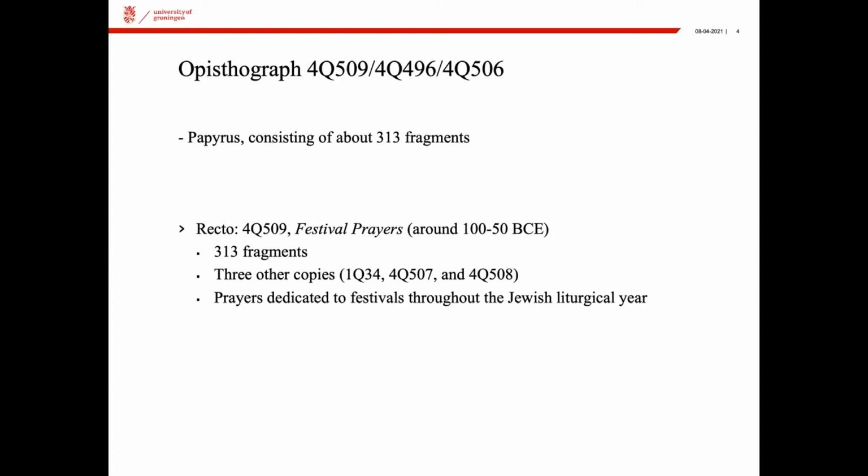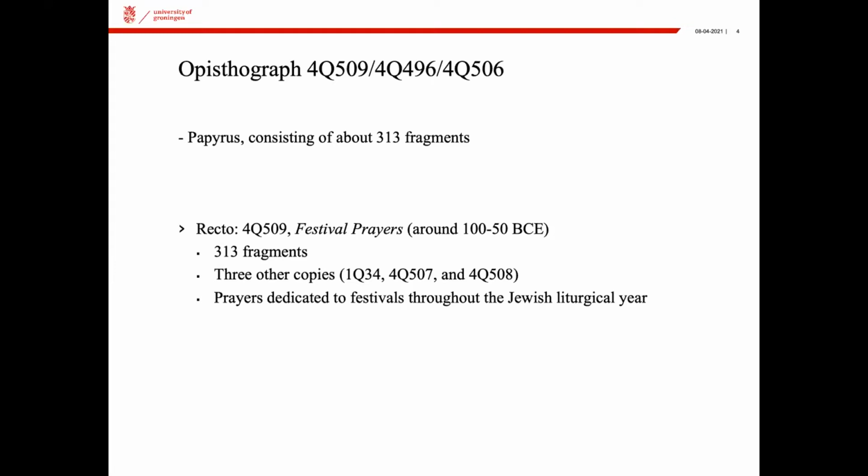On the recto, we find one composition, a text that we now know as Festival Prayers, which has been passed down to us in three other copies as well. This is a liturgical prayer cycle consisting of prayers dedicated to festivals throughout the Jewish liturgical year. Based on all manuscripts together, we can reconstruct a range of prayers dedicated to festivals such as the Day of Atonement or Tabernacles. These prayers follow a particular pattern of phrases like "Remember, Lord" or "Amen, Amen," that are repeatedly found in each of these manuscripts, which suggests a very formulaic structure of these festival prayers.